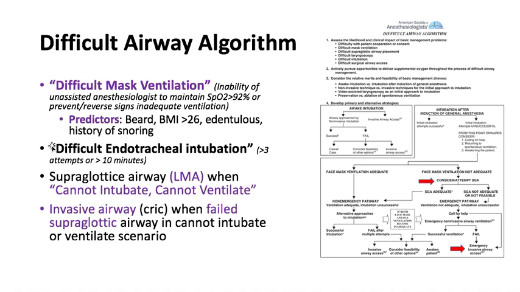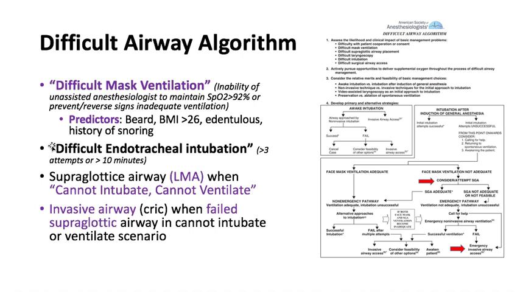The predictors of difficult mask ventilation include things like a beard, BMI, body mass index, greater than 26, when they don't have their teeth, and a history of snoring, which often is associated with obstructive sleep apnea. Difficult endotracheal intubation is defined as when you've taken more than 3 attempts at intubating a patient and been unsuccessful, or it's taken more than 10 minutes.